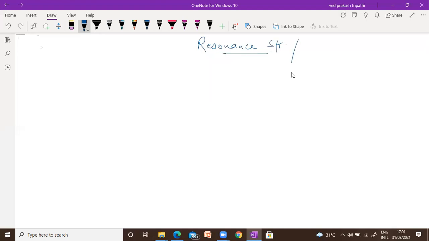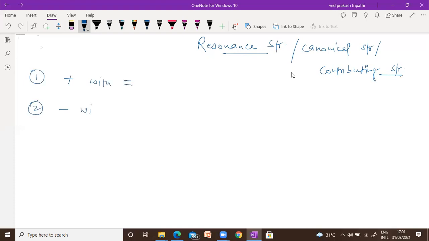Resonance structure is also known as canonical structure or contributing structure as well. So there are 6 types of resonance structure. First one is positive charge with double bond. Second one is negative charge with double bond. Third one is lone pair with double bond. Fourth one is radical with double bond. Fifth one is double bond with double bond. And sixth one is back bonding.